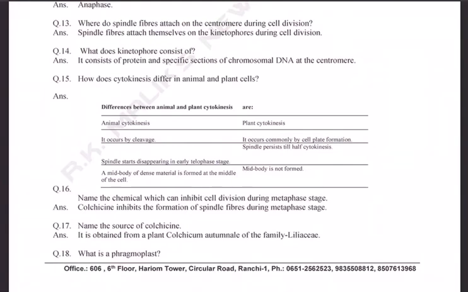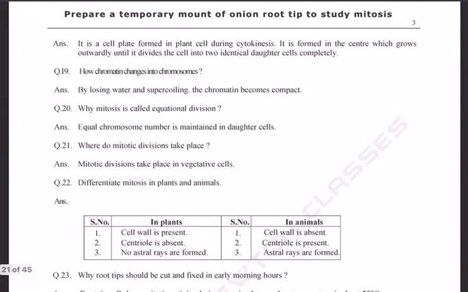Question 18. What is phragmoplast? It is a cell plate formed in plant cells during cytokinesis. It is formed in the center, which grows outwardly until it divides the cell completely into two identical daughter cells. How does chromatin change into chromosomes? By losing water and supercoiling. The chromatin becomes compact. Why is mitosis called equational division? Because it maintains the same chromosome number both in the parental cell as well as in the daughter cell.